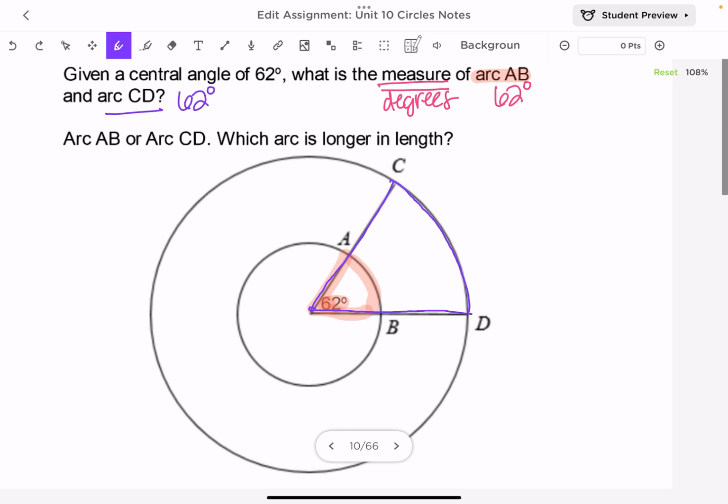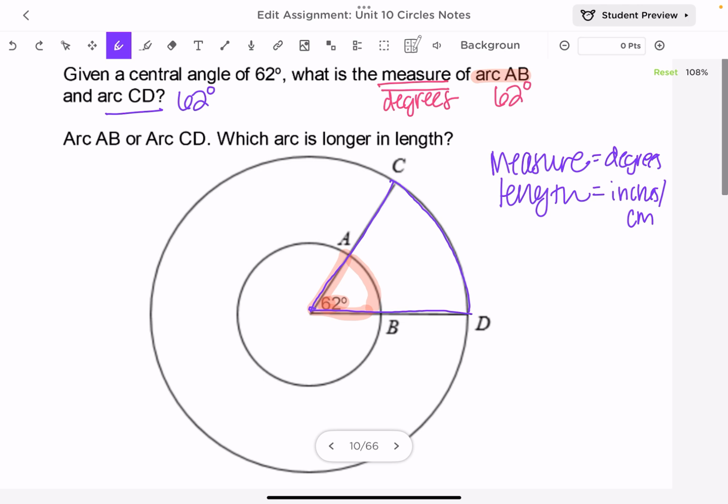Okay, so here's the deal. We've got 2 different types of measurements. We've got measure and we've got length. Measure is going to be in degrees. Length is going to be, like, if you were to put it down on a ruler. So maybe it's in inches or centimeters or something like that. Like if you were to cut that piece of a circle off and put it down on a ruler, you're trying to say, okay, it is this long.